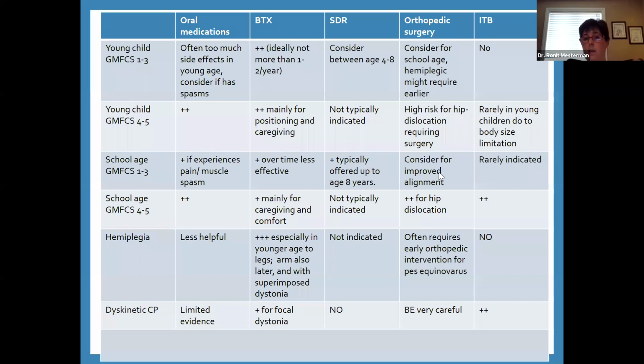Orthopedic surgery, as I said, needs to be considered, and ITP would be very rarely used in the school age high functioning child. When it comes to the school age GMFCS 4 and 5, then again with age, as I mentioned, more need for potentially medication.